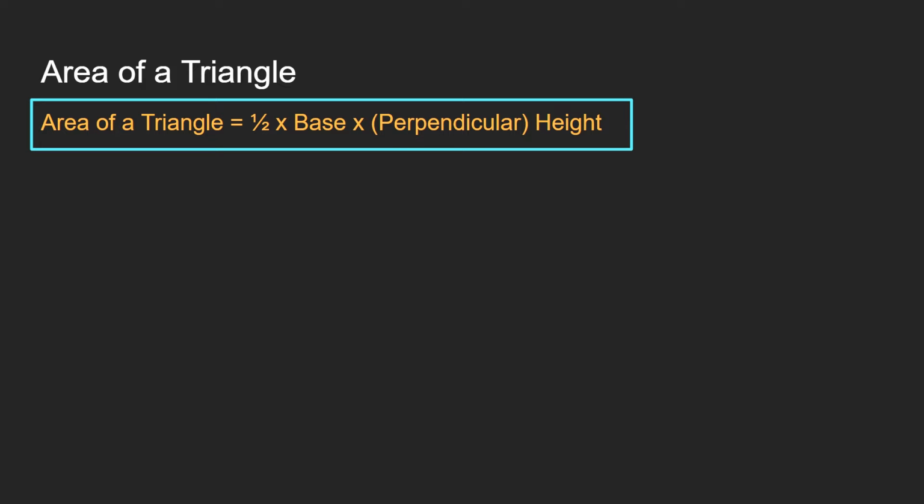So now we talk about the area of a triangle, and to put it very straightforwardly, the area of a triangle equals half times base times perpendicular height. So perpendicular height is something to look out for.